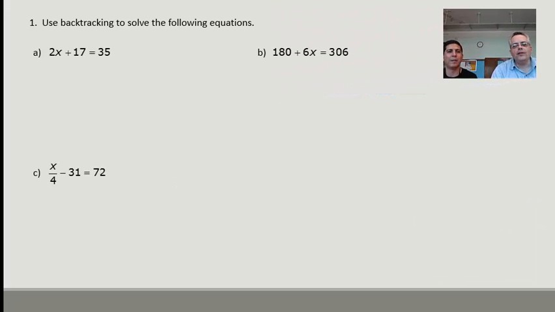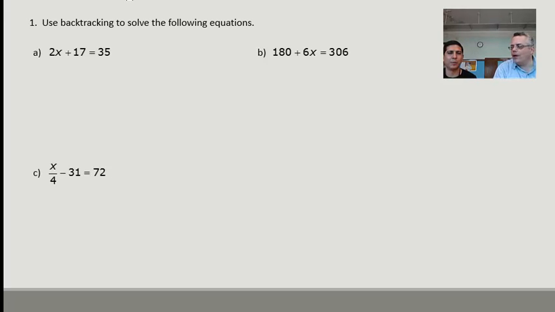So backtracking is a method of solving equations, and it works very well. People remember it well. After a few lessons, we're going to move on to a more traditional way of solving equations. So this is a quick review. Most people learn this their freshman year.